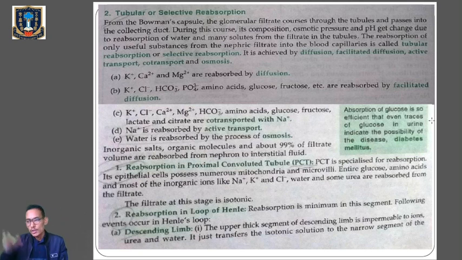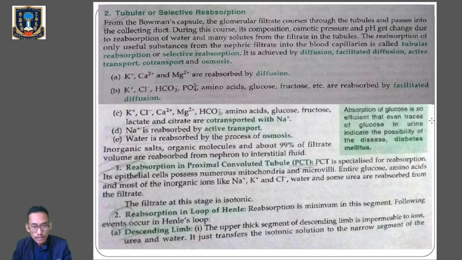That means from the PCT to the loop of Henle, the descending and ascending loops, the DCT, then to the collecting duct. During this time there will be changes in composition, osmotic pressure, and pH, due to the reabsorption of water and other substances essential for the body. The reabsorption of only useful substances from the glomerular filtrate into the blood capillary is called tubular reabsorption or selective reabsorption. Water will be reabsorbed.